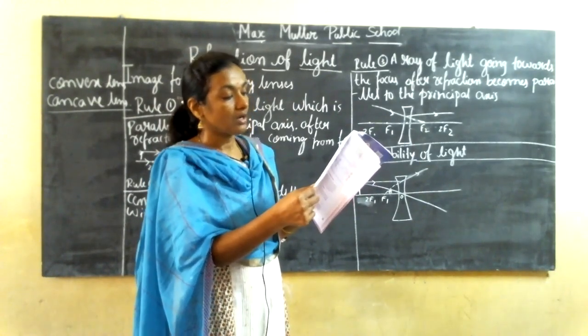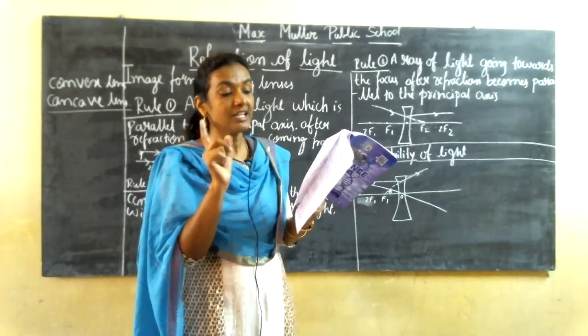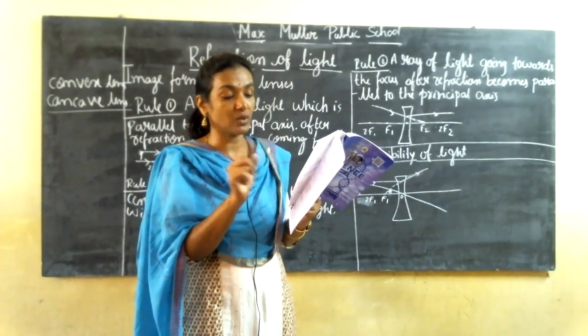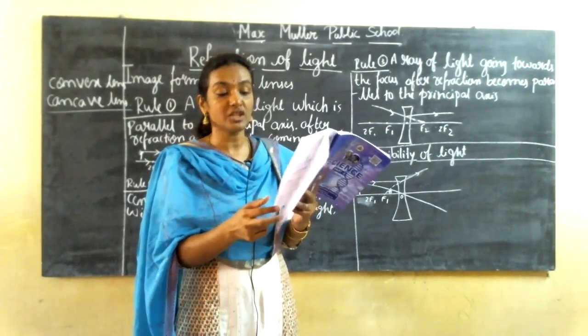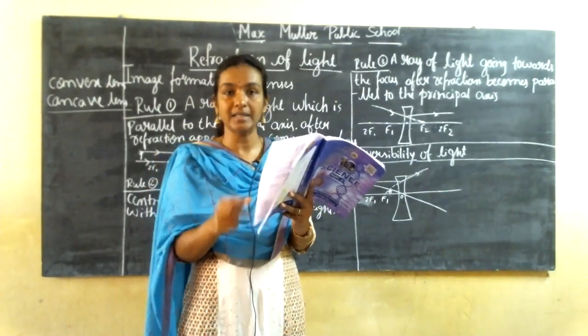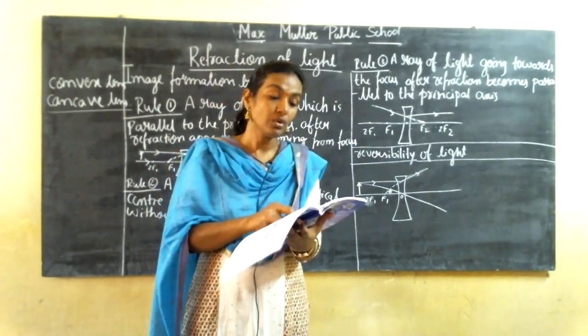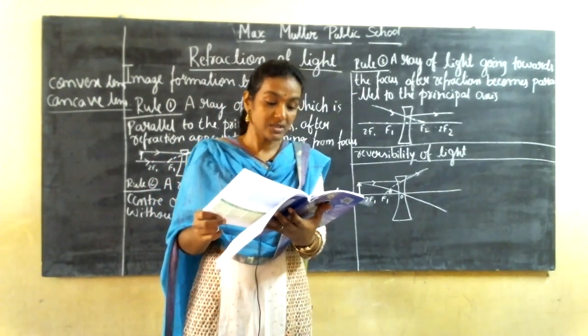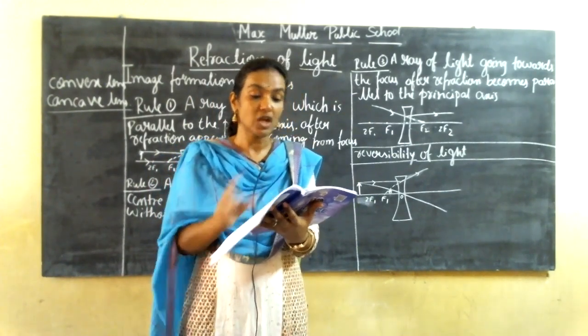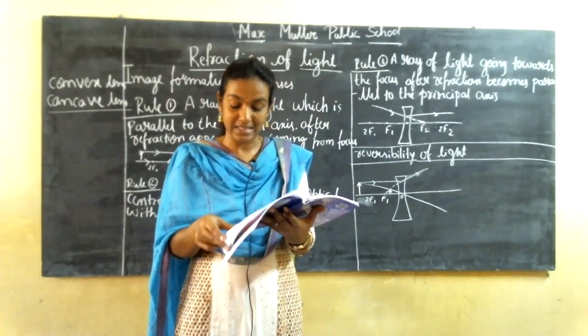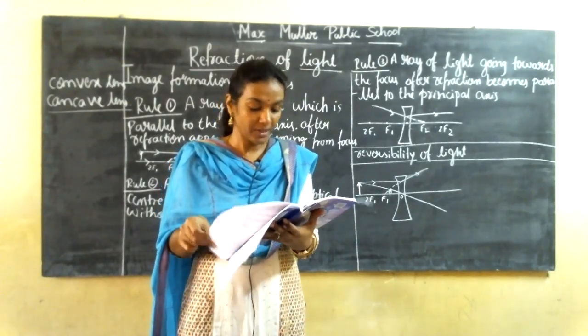Now, the size of the image here is diminished. The nature of the image is virtual and erect. Clear, children? This is how the image forms by using spherical lenses, concave and convex lenses. So I hope it is clear.